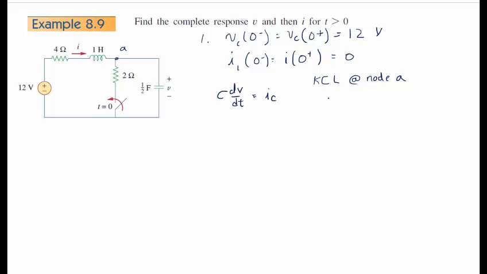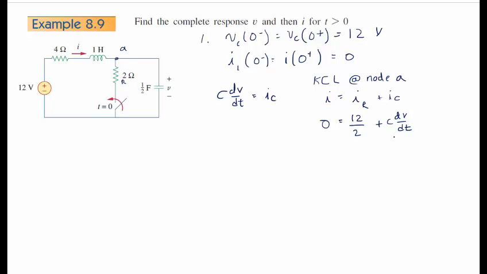And so I can say I equals I in the R, where this is the R, I in the 2 ohms, plus I in the capacitor, correct? So we do have that I at 0 plus was 0. And then we have I in the resistor. Well, at time 0 plus we have 12 volts across here. So it's 12 volts divided by 2 ohms, and plus I in the capacitor, which is C dV/dt. So that's what I in the capacitor is at time 0 plus.